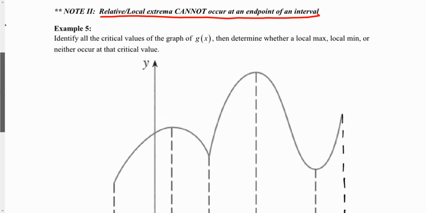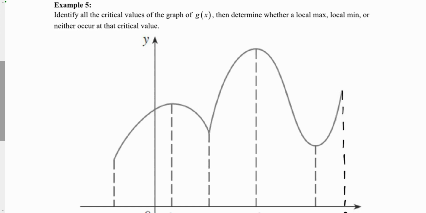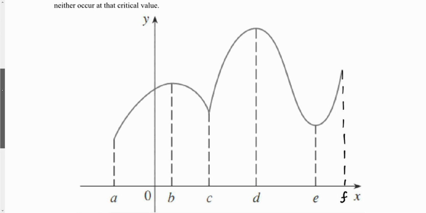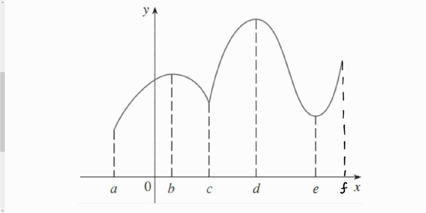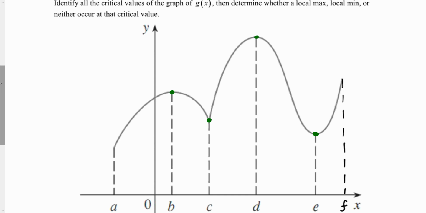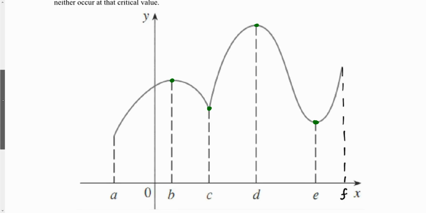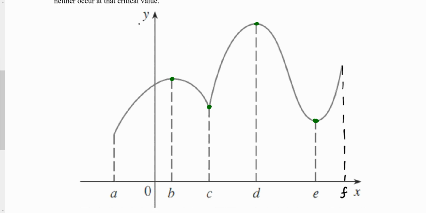All right. So identify all the critical values of the graph of g of x, then determine whether there's a local max, local min, or neither. Critical values. This would be a critical value because that's a place where the derivative is 0. Here's another one of those. Here's another one of those. And there's nowhere else where the derivative is 0, but it looks like right here the derivative would be undefined. So these values are potential relative maxes or mins.